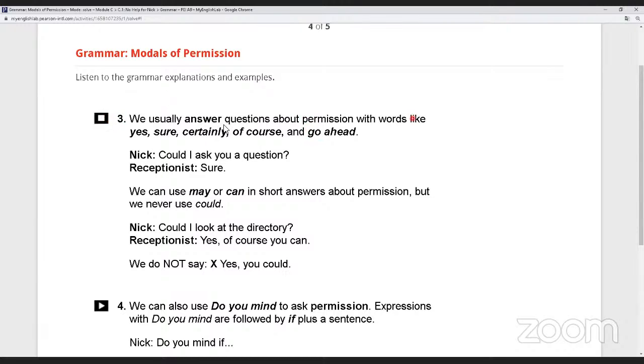We usually answer questions about permission with words like yes, sure, certainly, of course, and go ahead. Could I ask you a question? Sure. We can use may or can in short answers about permission, but we never use could. Could I look at the directory? Yes, of course you can.